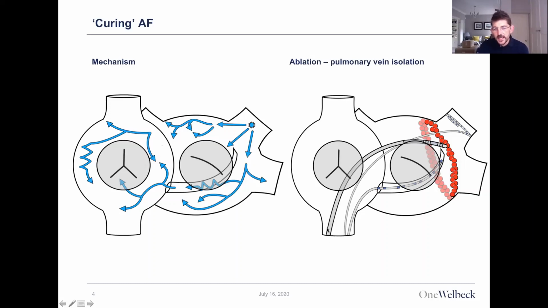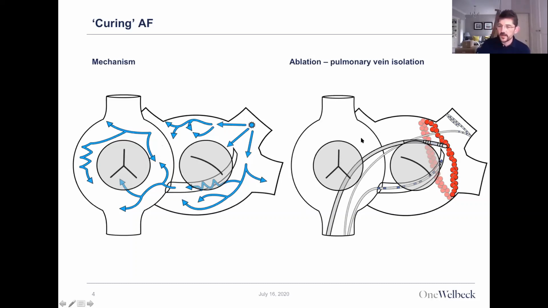And by taking catheters from the right leg into the right atrium and into the left atrium, we can actually cauterize or freeze, different techniques, the cells to essentially create a line of scar which then isolates these rogue cells and prevents people getting atrial fibrillation. It is a fantastic treatment.